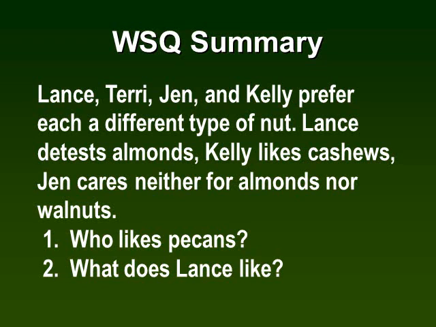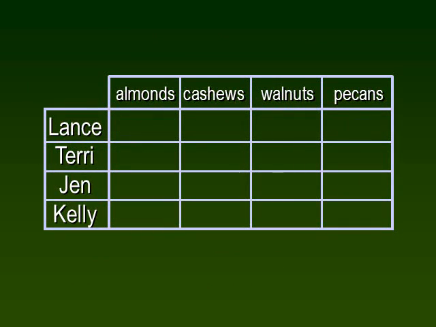Okay, so I'm going to help you with setting up of the chart. I want it to look like this. I just thought this would save you a step of trying to figure out. You've got your people down the side, and you've got what they like or dislike along the top. So your goal is to find out who likes pecans and which one does Lance like. So you can actually find out what all four of them like. Okay, and it says they each prefer a different kind, so you won't have any overlap. Alright, so go ahead and submit that through email, and I'll see you in class.